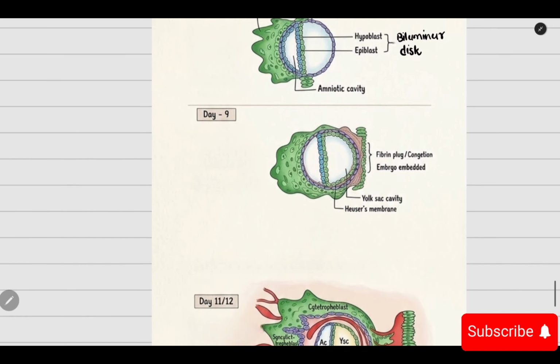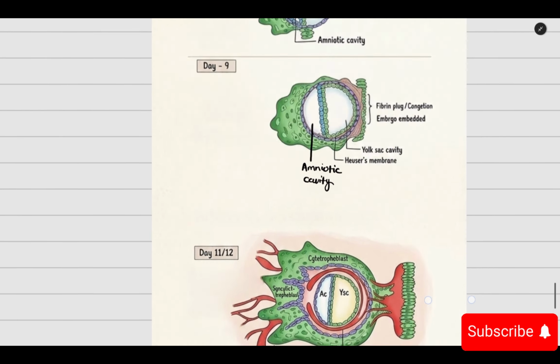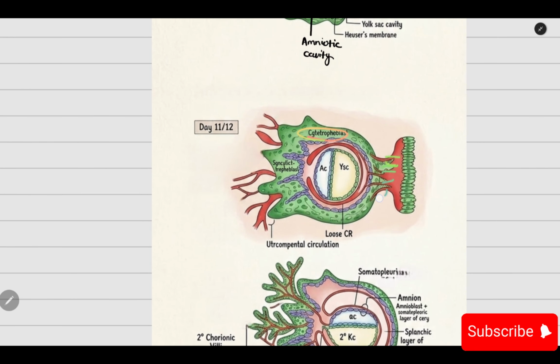Now on day 9, a coagulum forms, and it makes sure that the embryo is fully embedded. A hypoblast forms Heuser's membrane, which will make the primary yolk sac cavity. Amnioblasts cover the amniotic cavity. Now day 11 and 12. Implantation complete. A loose connective tissue forms extraembryonic mesoderm. Uteroplacental circulation begins with primary chorionic villi.